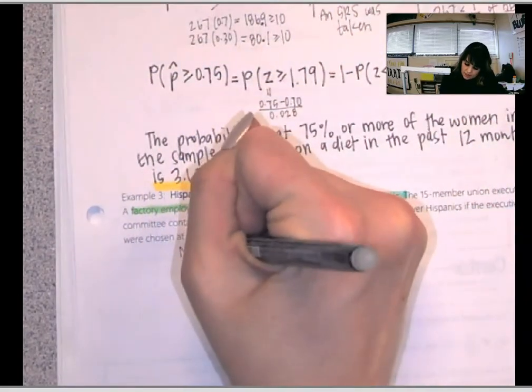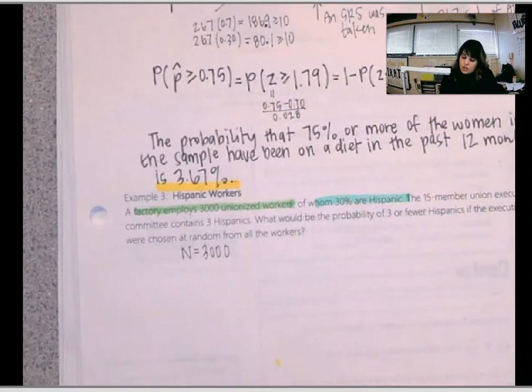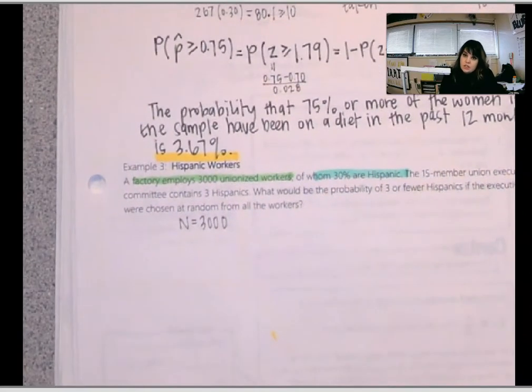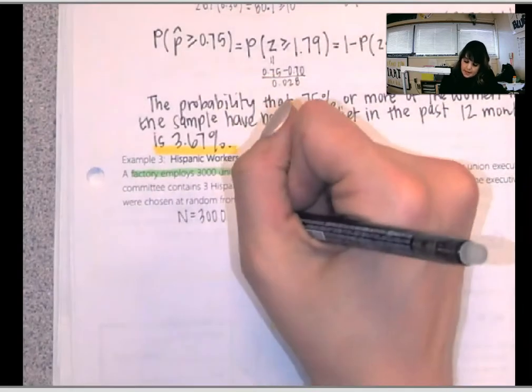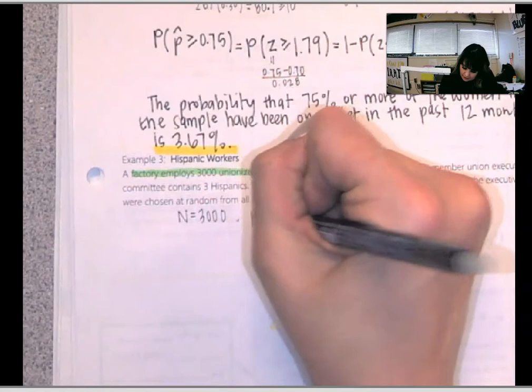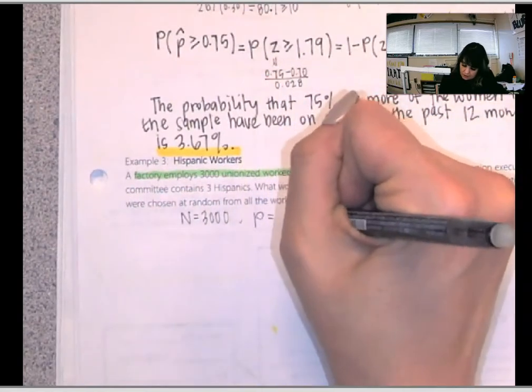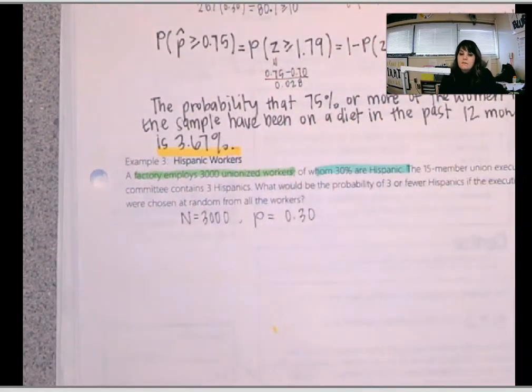Okay, so I know at this point that N is my 3,000 unionized workers. And P is my 30% that are Hispanic. Now, before I go any further, I need to tell you guys to use pencil for this problem, and you'll find out soon. You got to use a pencil. Don't use a pen, or you're going to scribble some stuff out.